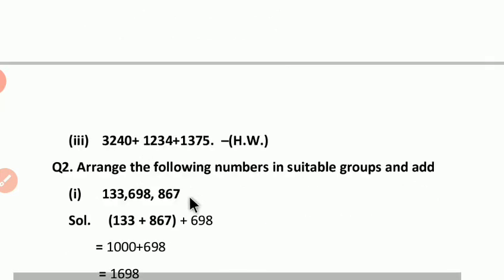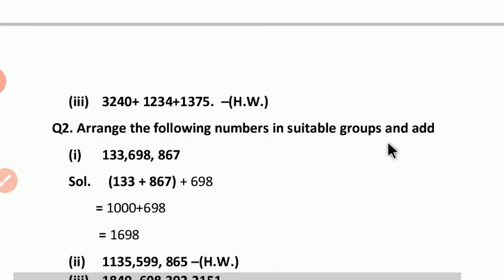Question number 3 is your homework. Now question 2. Arrange the following numbers in suitable groups and add. First we have to arrange these numbers in suitable groups so that we can find the sum easily and fastly. So 133, 698 and 867. We have to add this.